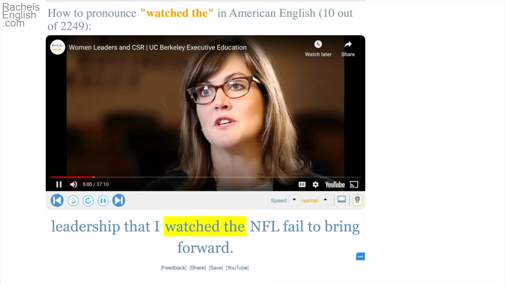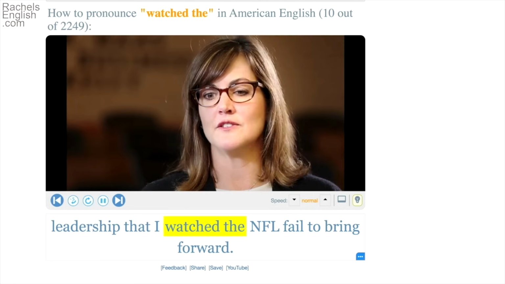Here's an example though where there's a clear T in the phrase watched the. "Utter lack of leadership that I watched the NFL fail." Watched the. So this one can go either way. The thing you don't want to do is drop the T but then not connect it to the next word. You do want to connect them. You can only get by with dropping that T if you connect. But even when we say this T, remember, it's not a hard T. It's got less energy than that: watched the, a very light T.